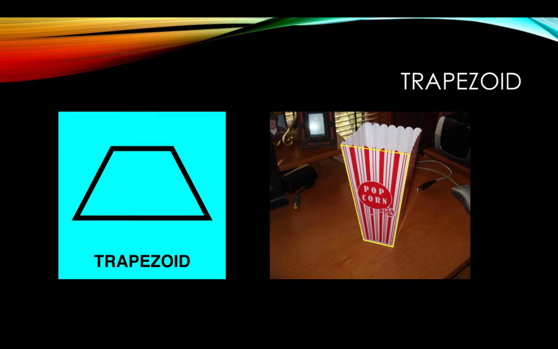A trapezoid is our next shape. A trapezoid is a four-sided shape that has one pair of parallel lines that are opposite each other. The parallel sides are called the bases, and the other two sides are called the legs. So the two parallel sides are along the top and the bottom, and then the legs connect those two together. Here's an example of a popcorn box that is the shape of an upside-down trapezoid.